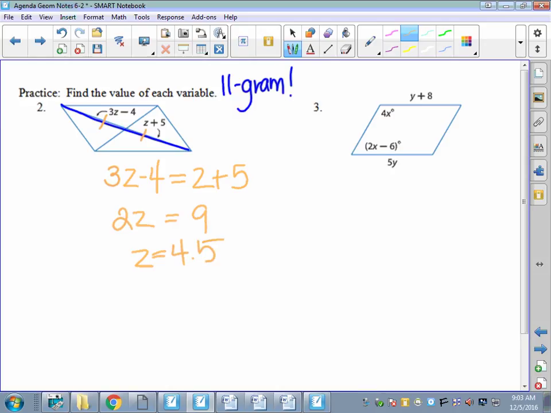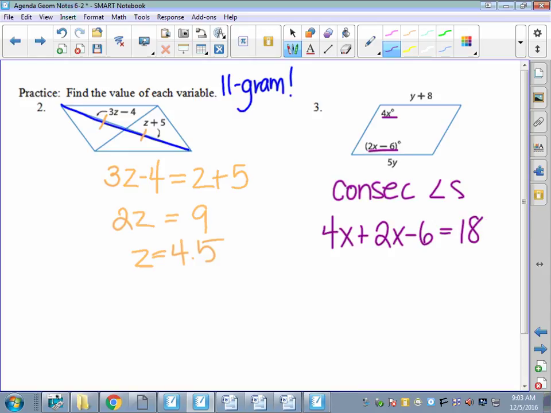Number 3, I don't think we need to talk about the y, but let's talk about the x's for just a second. The x information is in angles. Are those angles opposite or consecutive? So will they be congruent or supplementary? So we know these are consecutive angles. Therefore, 4x plus 2x minus 6 has to equal 180. I don't think we need to solve it. I just want to make sure that you see what the setup's going to be.